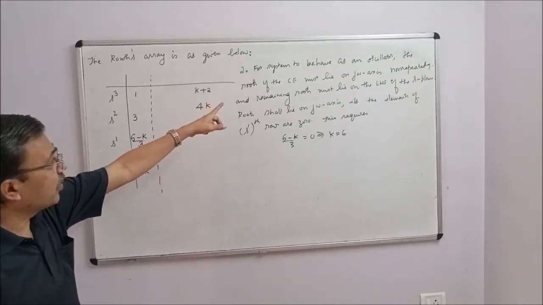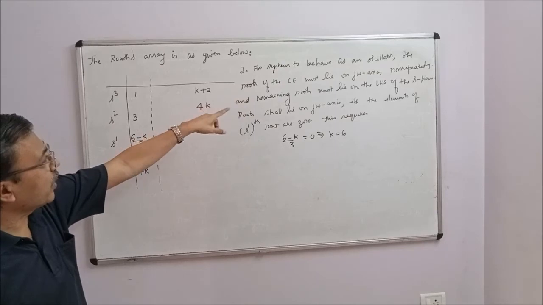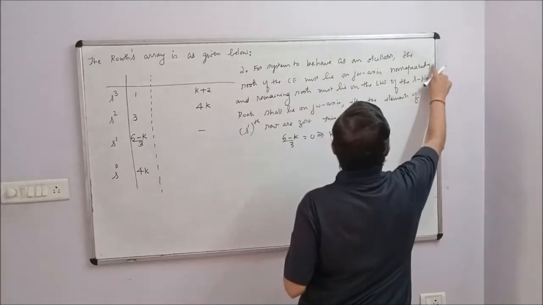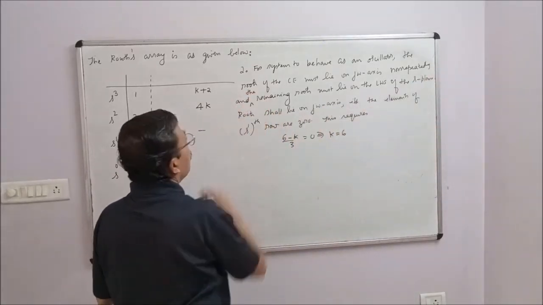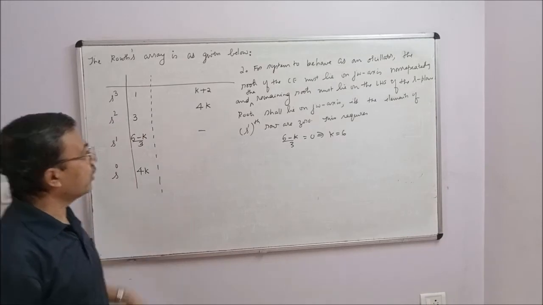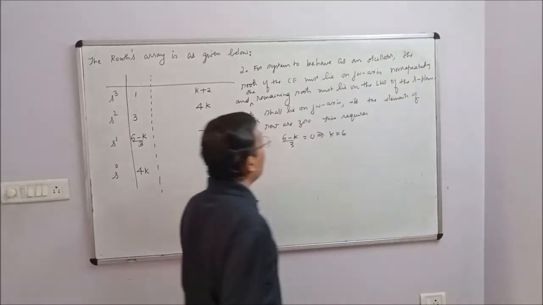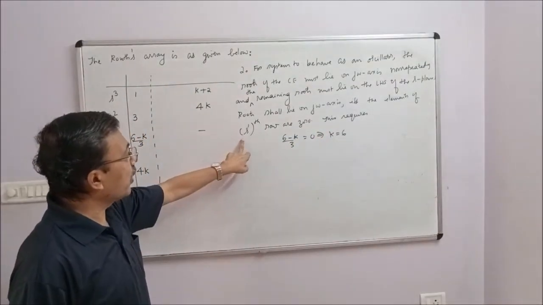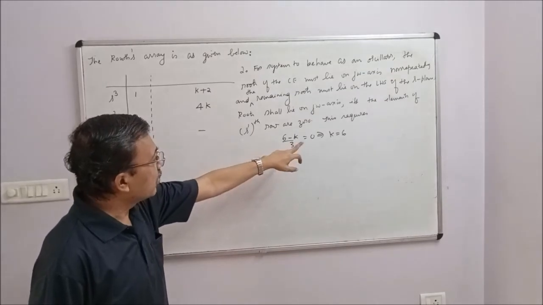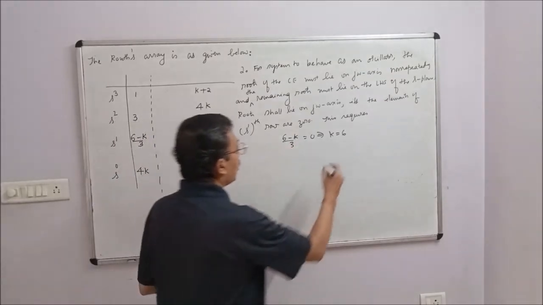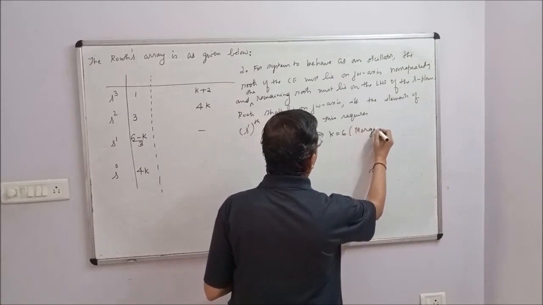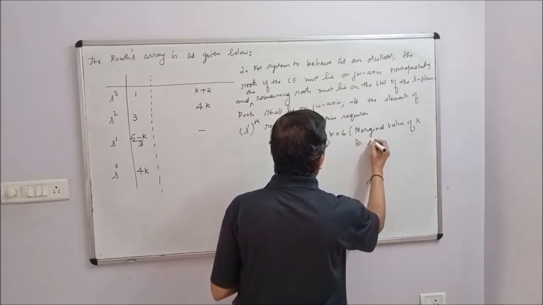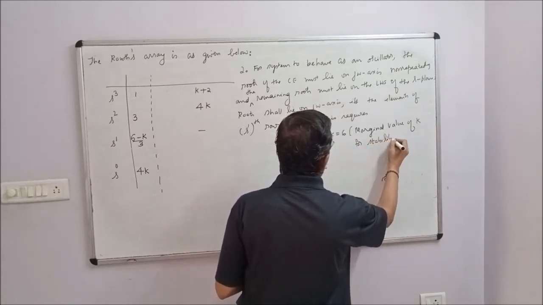What I said: for the system to behave as an oscillator, the roots of the characteristic equation must lie on the j omega axis non-repeatedly, and the remaining roots must lie on the left hand side of the S plane. Roots shall lie on the j omega axis if and only if the elements of the s to the power 1 row are 0. This requires (6-K)/3 equal to 0, which implies K is equal to 6. This is also called the marginal value of K for stability.